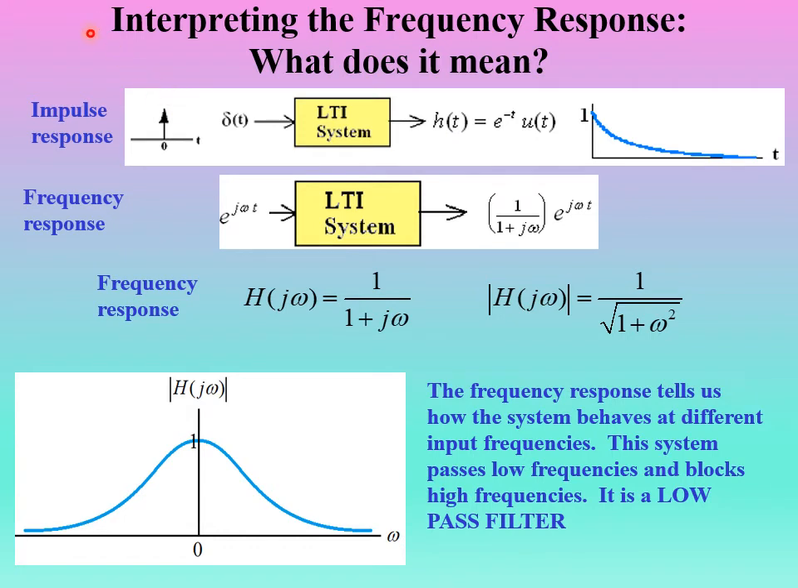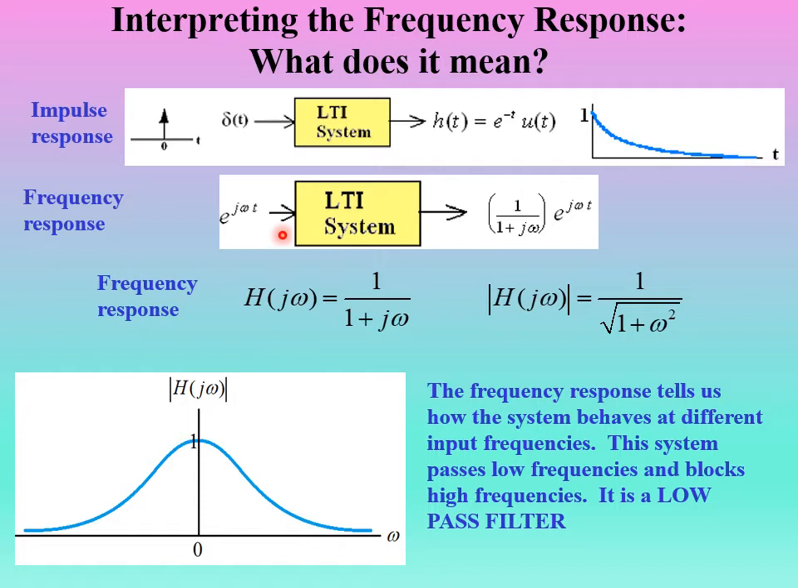So let's look at the interpretation of the frequency response. What does it mean, and what does it really tell us? Again, in the time domain, we've got a system where, if we send in a delta function or an impulse, as shown here, then the system spits out some impulse response, h of t. For this particular example on the last slide, the impulse response was given to us as e to the minus t times the step function. So the impulse response looks like this.